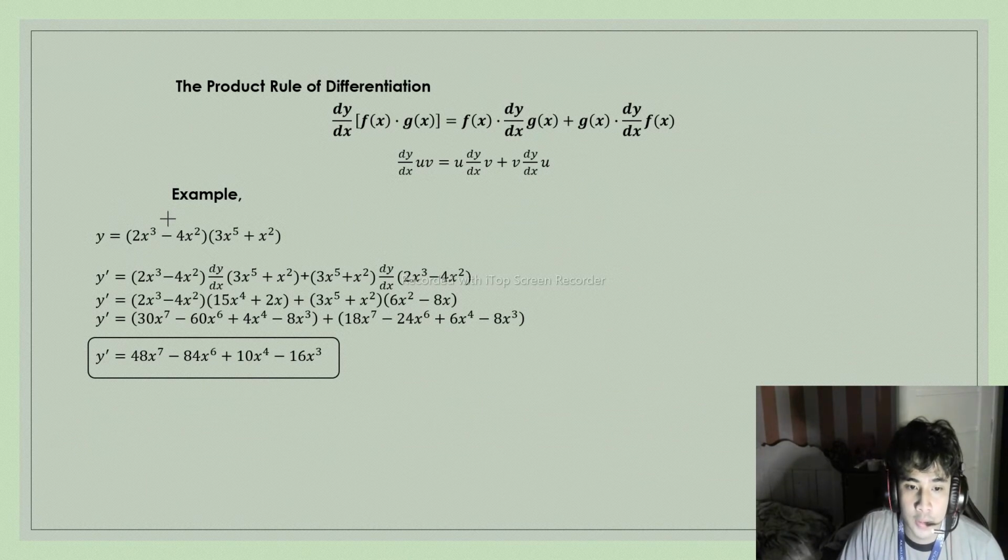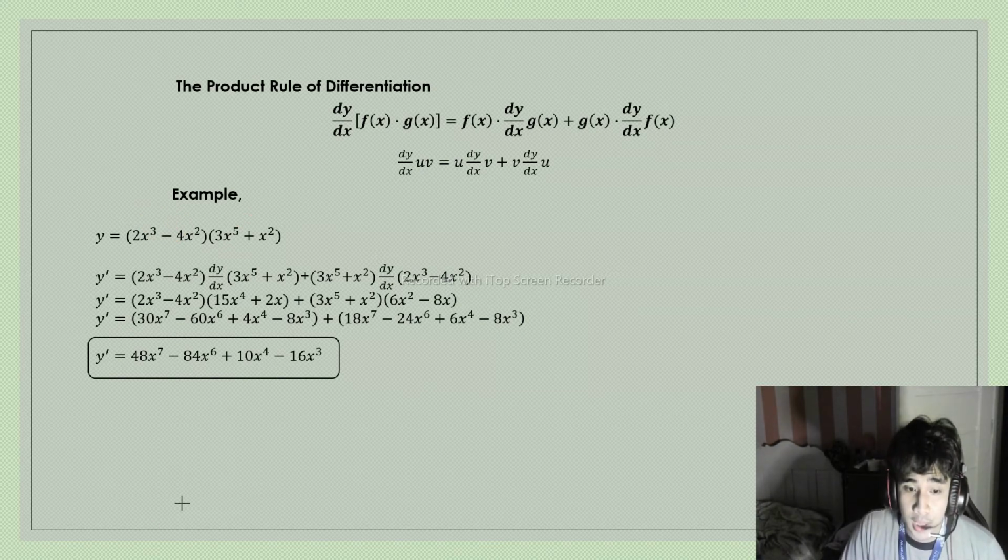So, for example, this function. Hanapin natin yung derivative niya. So, u and v. Ito yung u, ito yung v. So, follow the formula. So, y prime is equal to u, which is 2x cubed minus 4x squared, times the derivative of v, which is 3x raised to 5 plus x squared, plus v again, 3x raised to 5 plus x squared, times the derivative of u na ito.